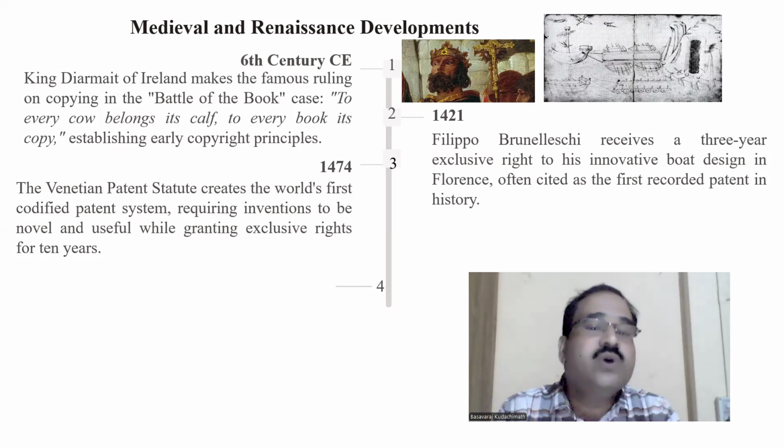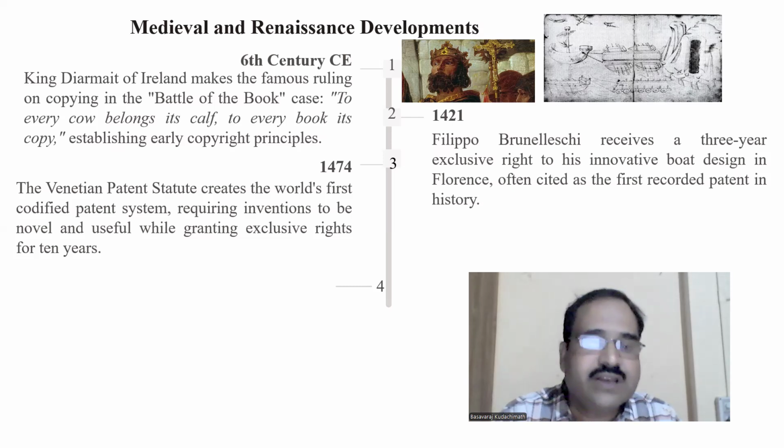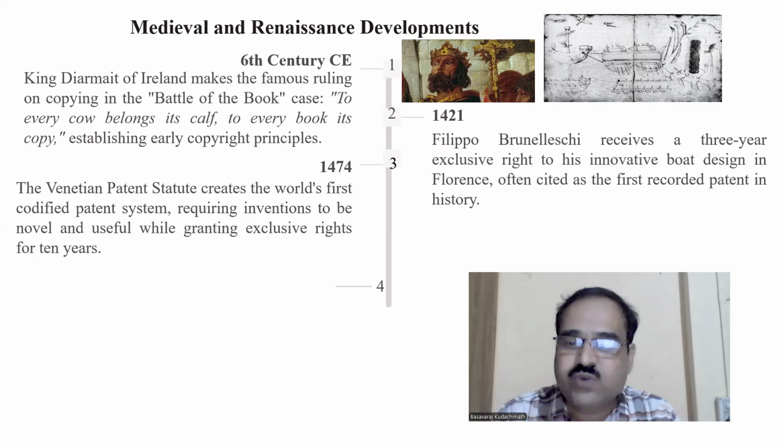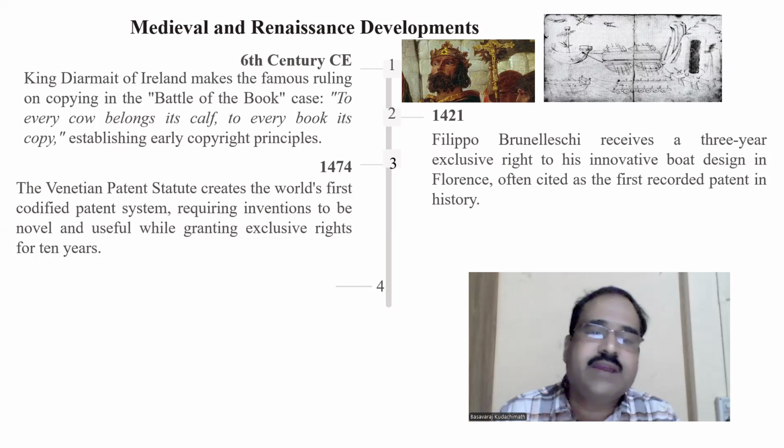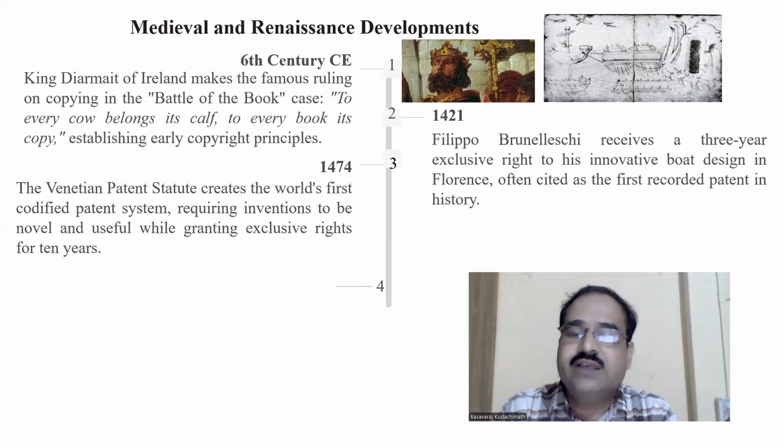So in 1474, when Venice was an independent country, its parliament created the patent statute. It is considered the world's first codified patent. They started codifying patents. When a patent was codified and numbered, it could not be copied by anybody, requiring innovations to be novel and useful while granting exclusive rights for 10 years. It means that once the patent was coded, it could not be copied by anybody for the next 10 years. It was protecting the rights of the owners and creators.